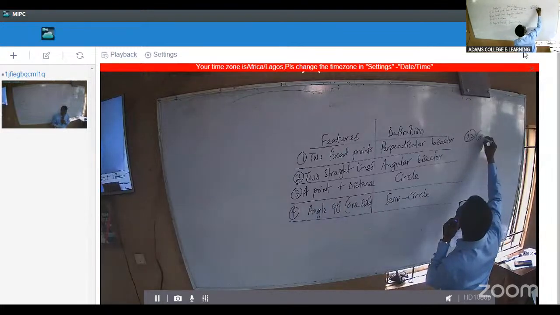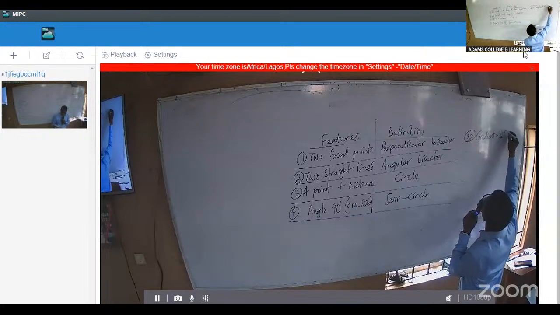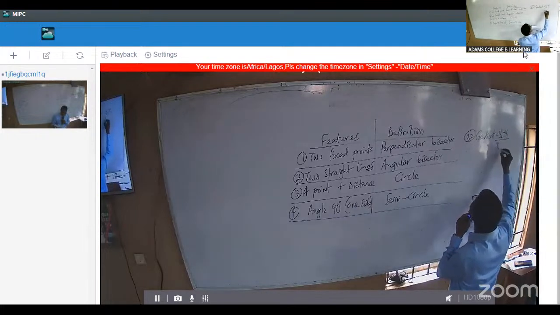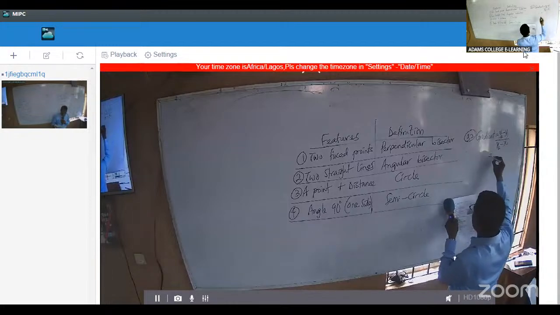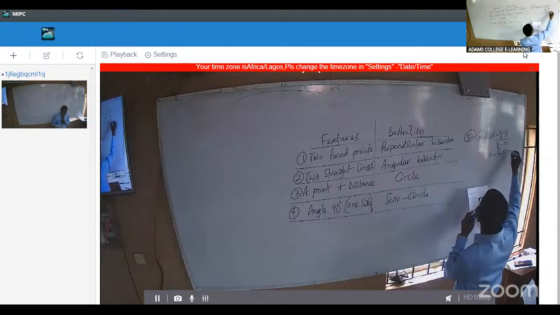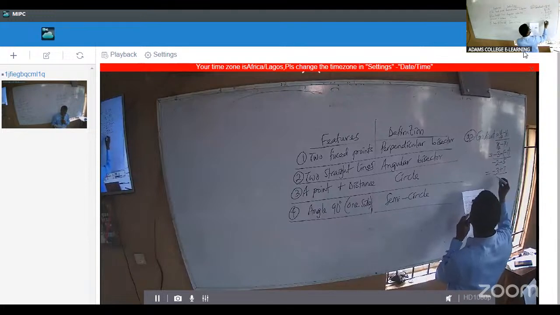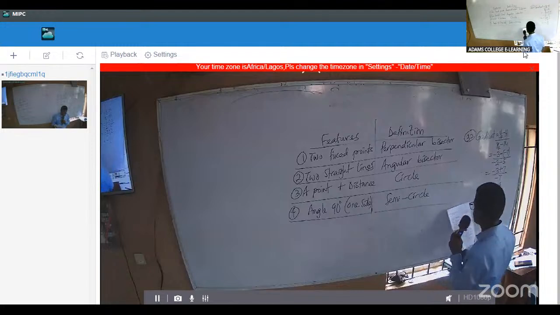Class, do you remember the formula for gradient? What's gradient? Y2 over what? So what's your Y2? Minus 3. Minus 7. What's X2? Minus 5. That's minus 3 plus 7 over minus 7. Is that minus 4 over 7? That's it.